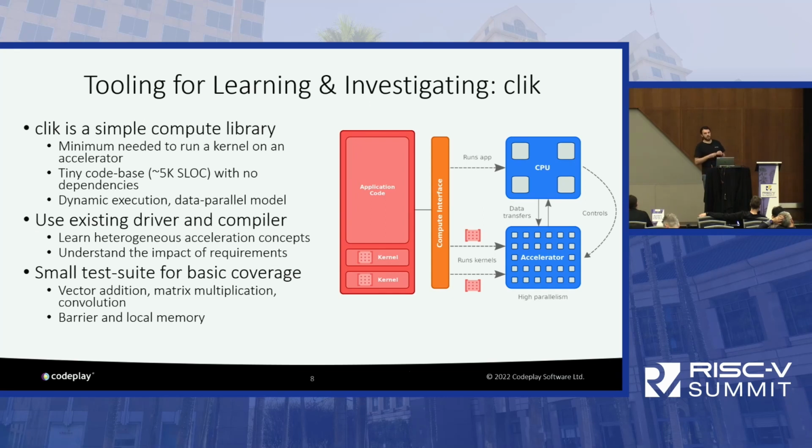So Click is a simple compute library. It's the minimum needed to run a compute kernel on an accelerator. And when I say minimum, I mean minimum. Like it's 5,000 lines of code, where the actual OpenCL and SYCL implementations are millions. This is just here for the customer to understand the general concept of accelerated compute on your device, and to be able to do immediate experiments with the drivers and compilers that they already have, without needing to do extensive integration work, just to get something working which sort of looks like a heterogeneous compute language, but with lots of cheating going on, just to get the experiment going in a matter of weeks.